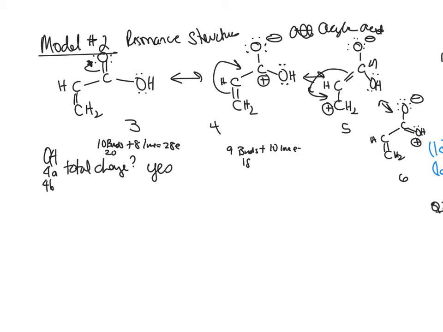Okay, we do the same for 5. 1, 2, 3, 4, 5, 6, 7, 8, 9 bonds. Lone pairs: 1, 2, 3, 4, 5, 6, 7, 8, 9, 10. That's the same. 6: 10 bonds, and 1, 2, 3, 4, 5, 6, 7, 8 lone pairs. Okay, so the answer is yes. The total number of electrons is the same.